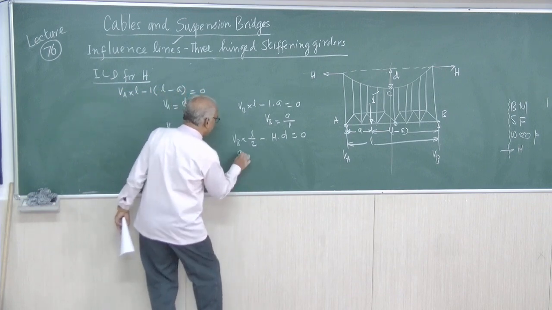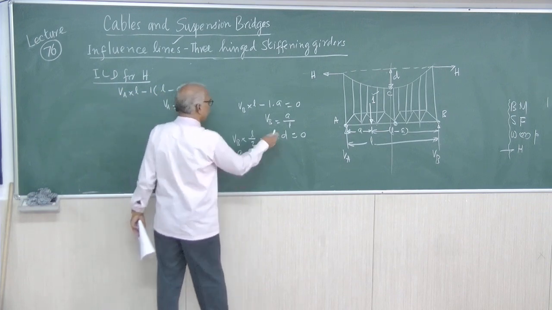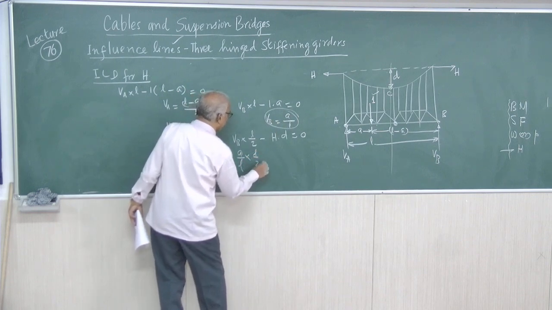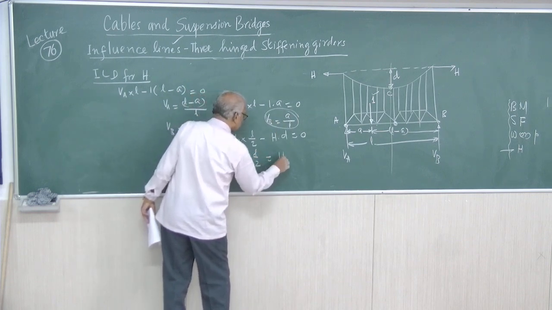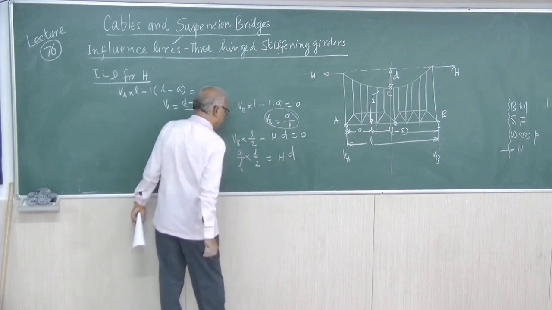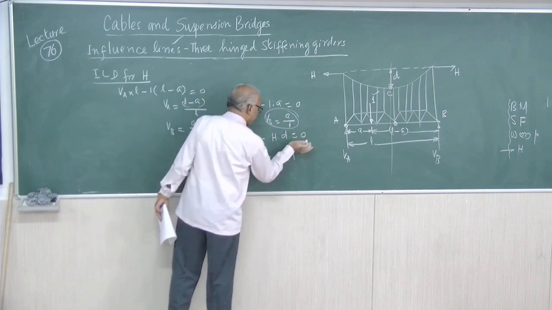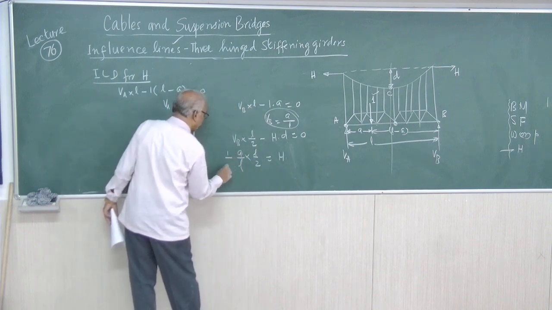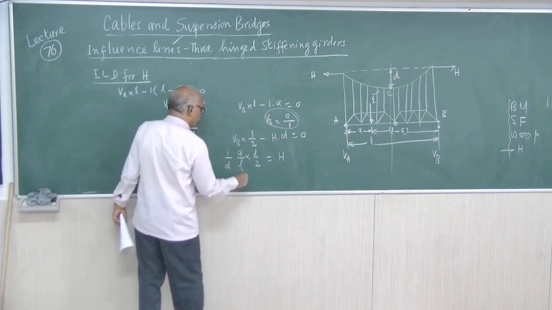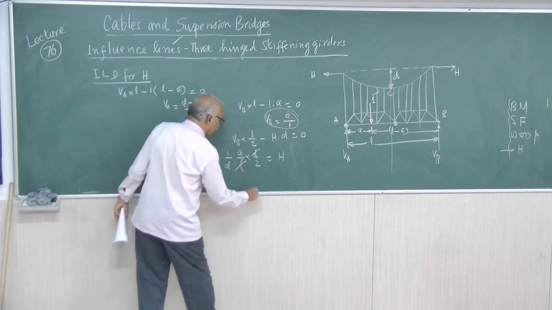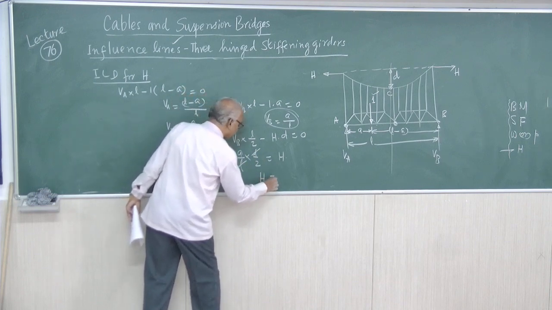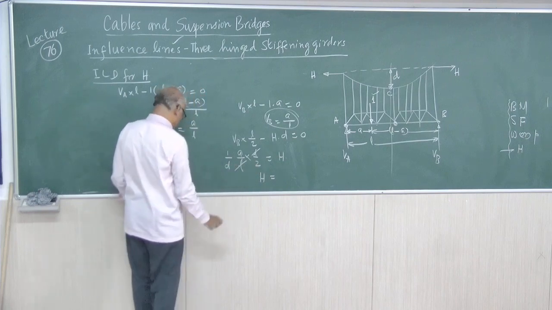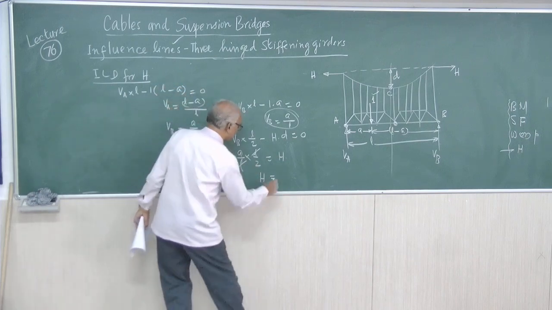VB equal to A by L, so A by L into L by 2 equal to H into D. Or we can take this D to the left hand side, equal to into 1 by D. So, L and L will get cancelled. H equal to A by 2D.